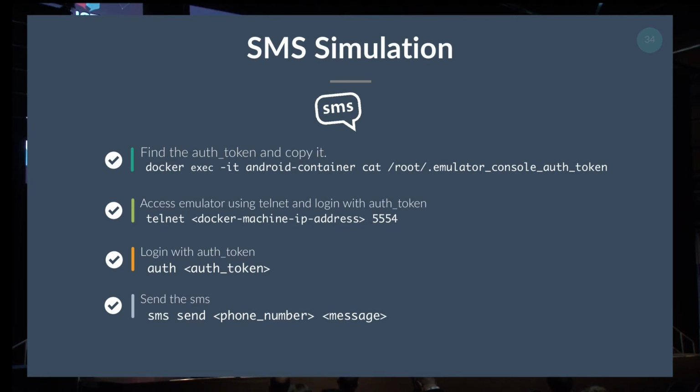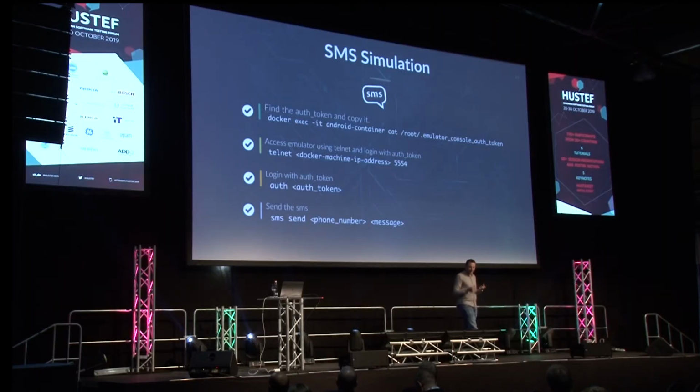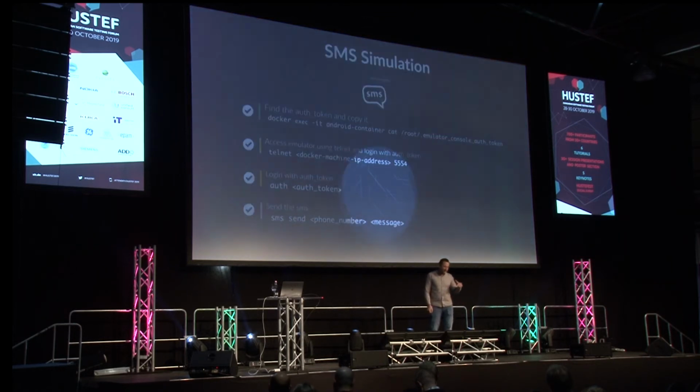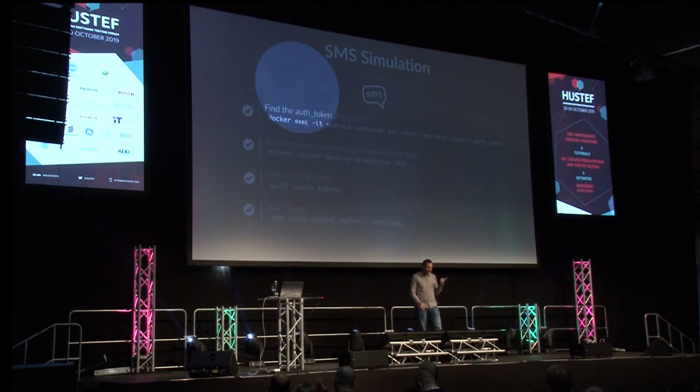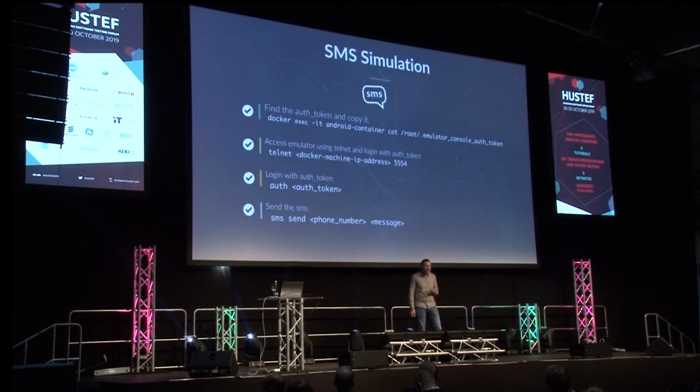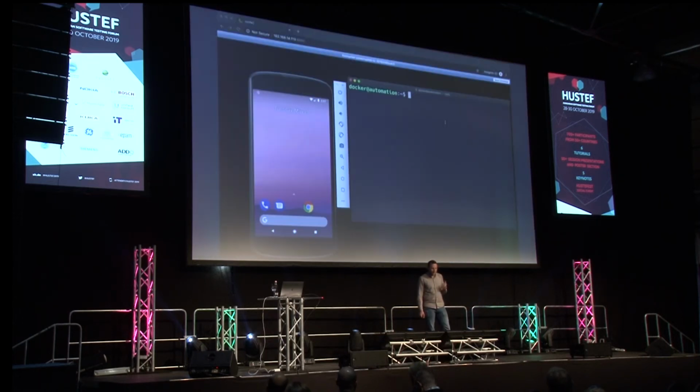So when you have the authentication code copied, you telnet to the Docker machine IP with port 5554, which is the ADB port, and then authenticate with the authentication code that you got in the first step. Then you do the SMS send command, the phone number from which you want to send, and then the text. When you run this command, the SMS message will pop up on your emulator screen. So checking this is super easy.